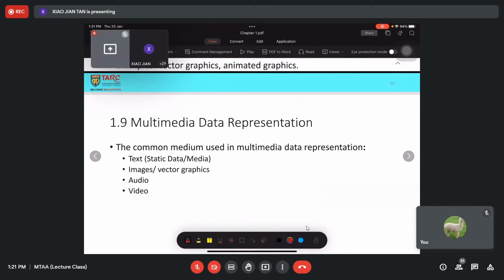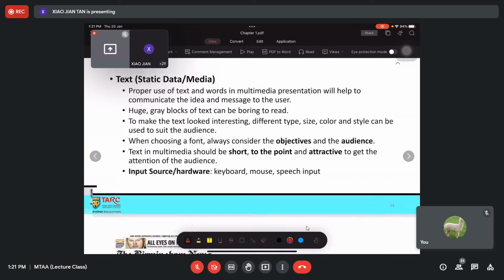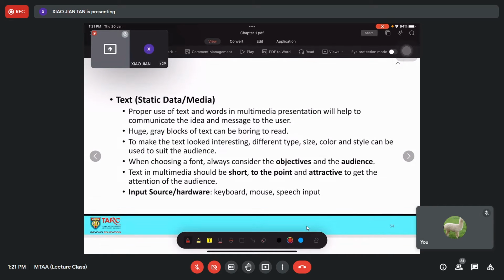Multimedia data representation. The common media used in multimedia data representation would be text, image, vector graphic, audio, and video. So this would be the basic elements for multimedia. For text, static data or media, proper use of text and words in a multimedia presentation will help to communicate the idea and message to the user. A huge gray block of text can be boring to read.